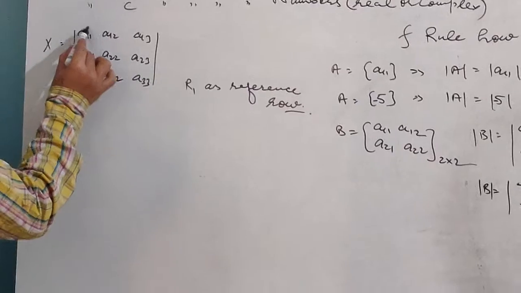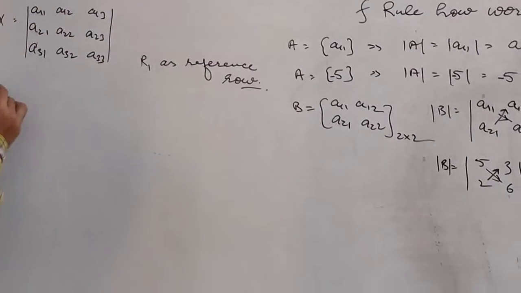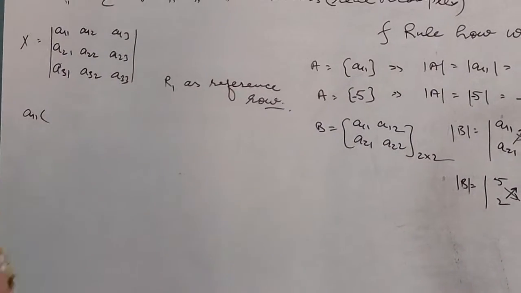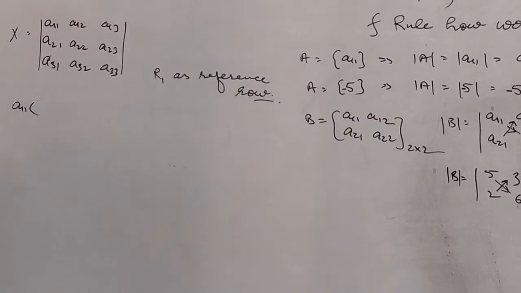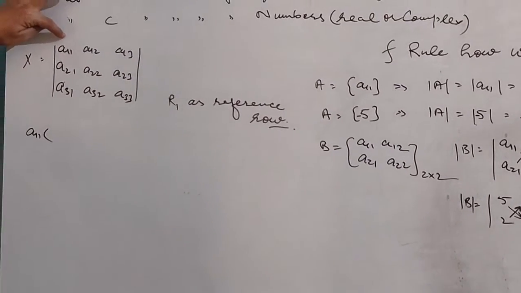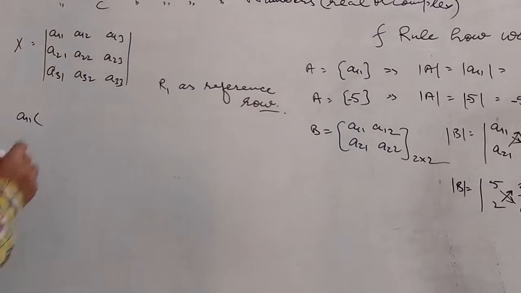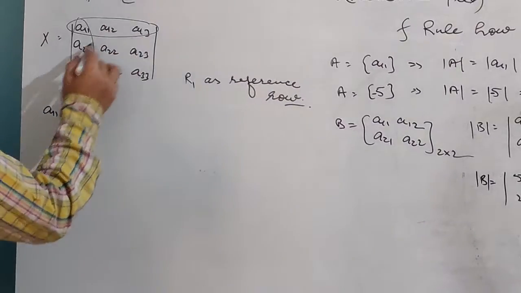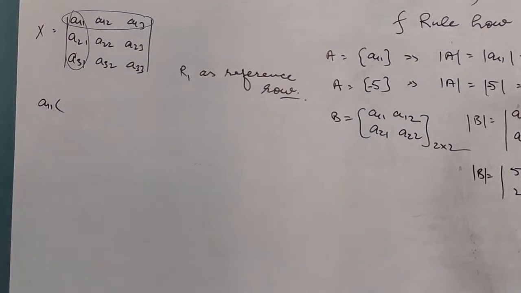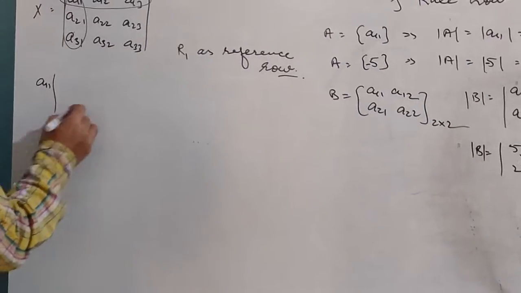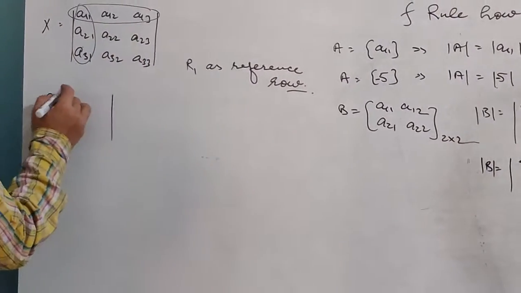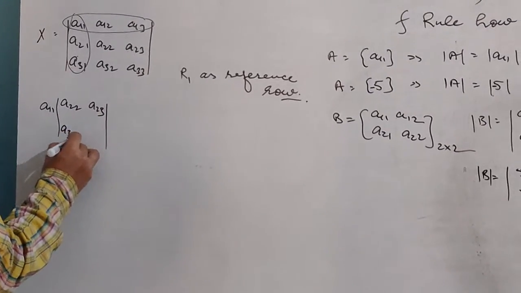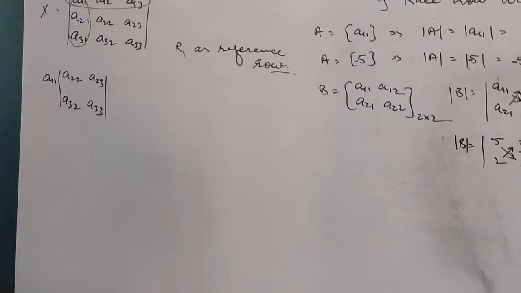I take the first element of this reference row, that is a11. Now a11 will have to be multiplied by something, and that something is obtained by removing the first row and the first column. If you remove the first row and the first column, these four elements are left, and you are to take the determinant of those four numbers, a22, a23, a32, a33.